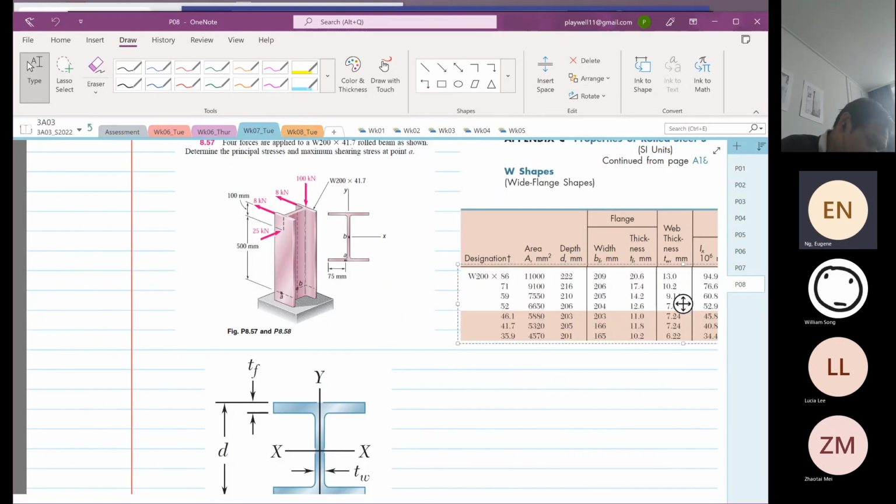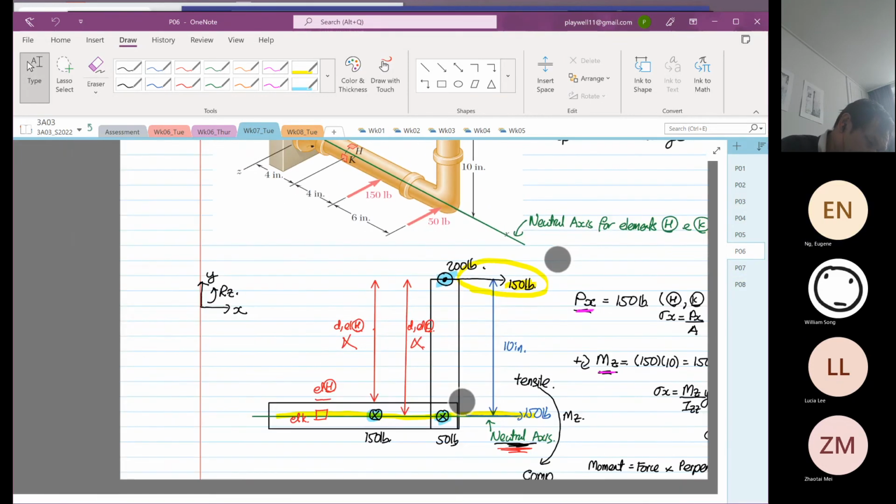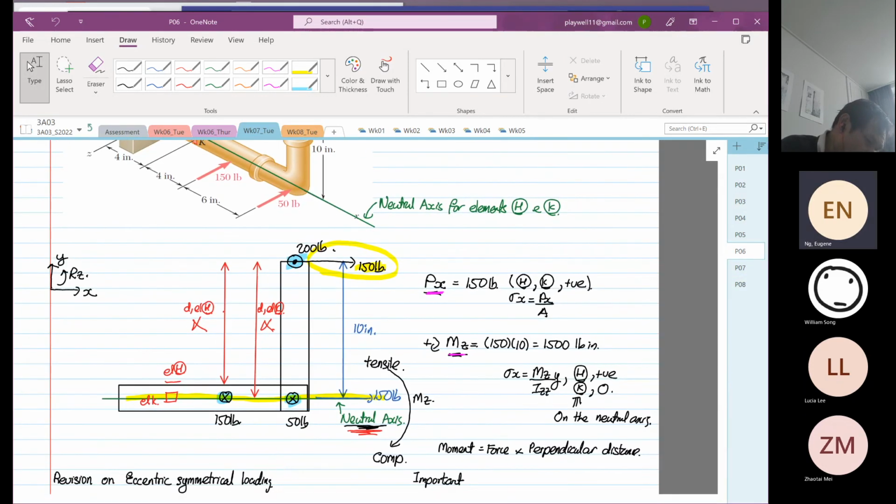So last week, right, we looked at a problem like this. Okay, so let's focus on this diagram that you can see on your screen now. So this we are analyzing on our XY plane.